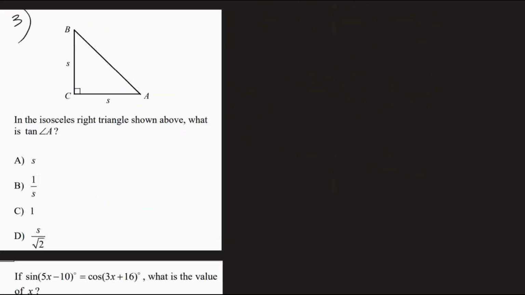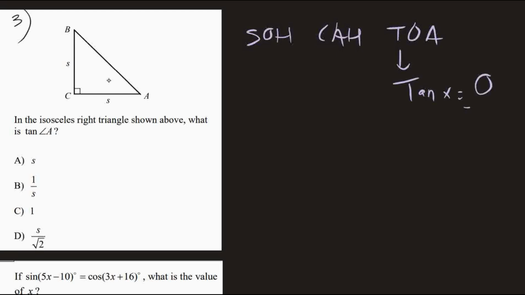Now is question number 3 for trigonometric functions. In the isosceles right triangle shown above, what is tan of angle A? Now tan, again we remember SOHCAHTOA. Because this is a right triangle, we can use SOHCAHTOA. So tan is the T: tan x equals O over A, opposite over the adjacent side.